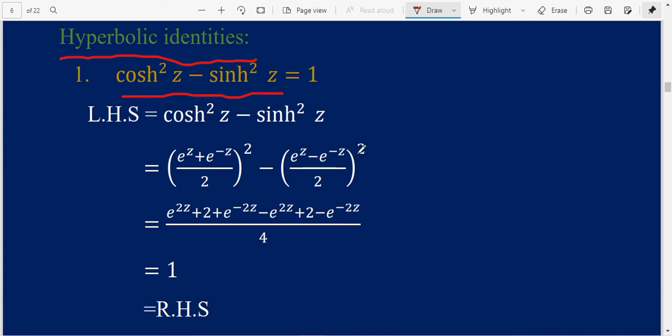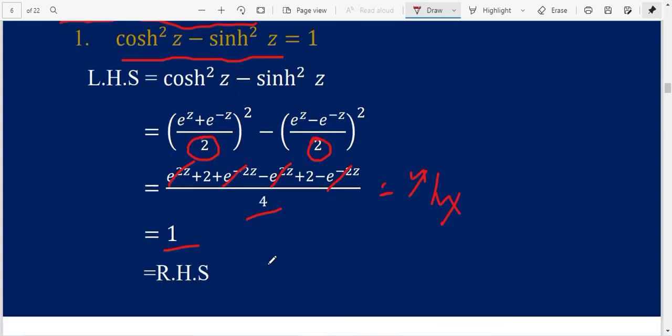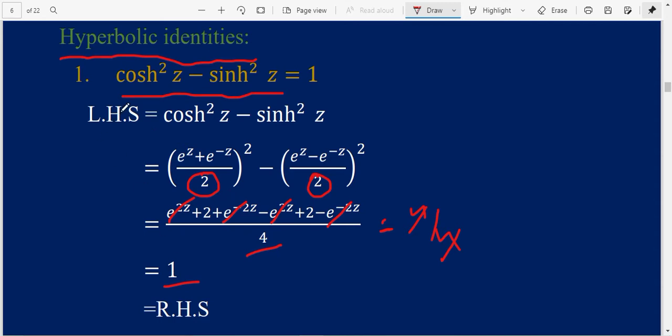Similarly, the square of e raised to z minus e raised to minus z is e raised to 2z minus 2 plus e raised to minus 2z, upon 2 square, which is 4. So this cancels out. 2 plus 2 is equal to 4, 4 by 4 is equal to 1. So the right hand side is equal to the left hand side. Cos hyperbolic square z minus sin hyperbolic square z is equal to 1.